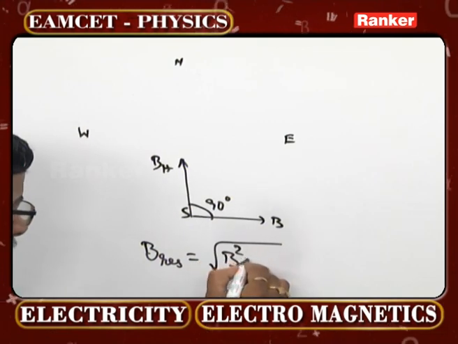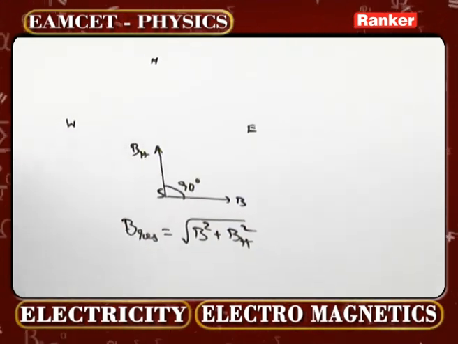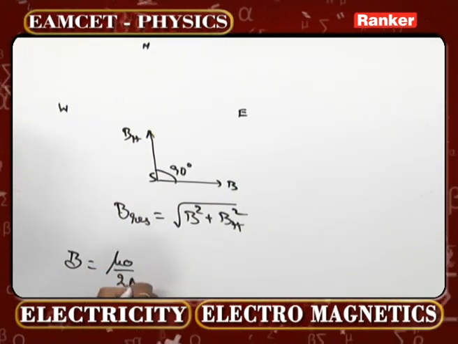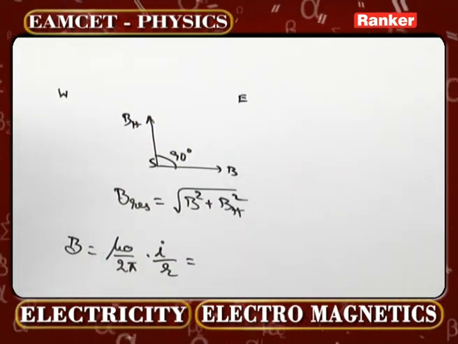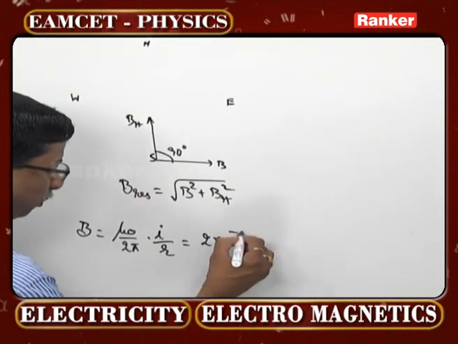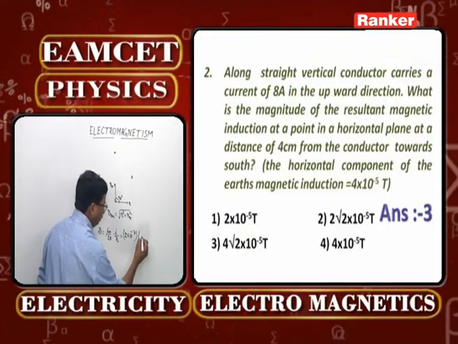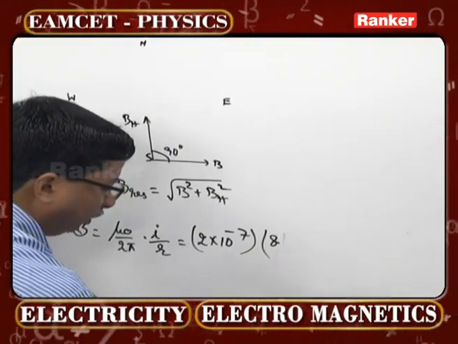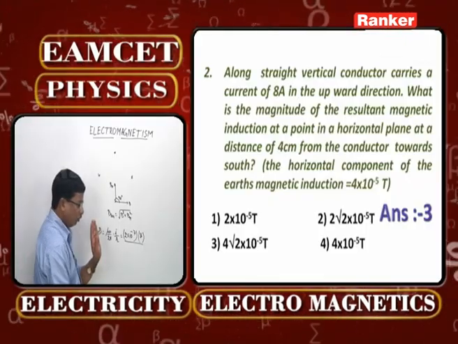It is root of B square plus BH square. That is the formula you have to adopt. But how do you calculate B? Mu naught by 2 pi into I by R. This is the formula for infinite long conductor. So you can directly understand mu naught by 2 pi is 2 into 10 power minus 7, into what is the current that is passing through that one given? 8 ampere he gave. And of course, what is the distance at which he is asking you to calculate the field? The distance he is talking about is 4 centimeter.